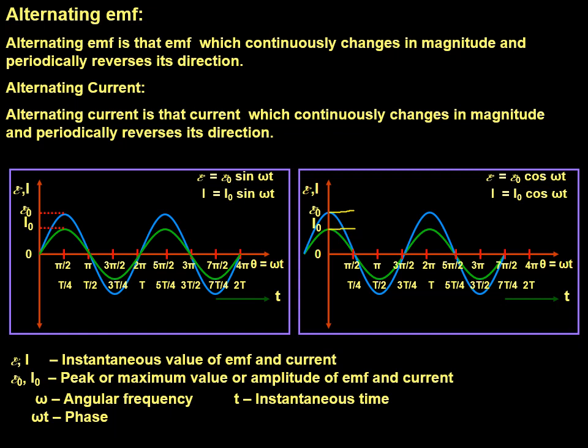These are different symbols. E and I are the instantaneous values of EMF and current. E naught and I naught are called the peak or maximum value, the amplitude of EMF and current. Omega is called the angular frequency, t is the instantaneous time, and omega t is the phase.